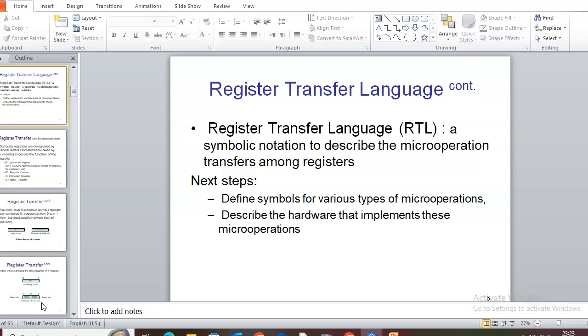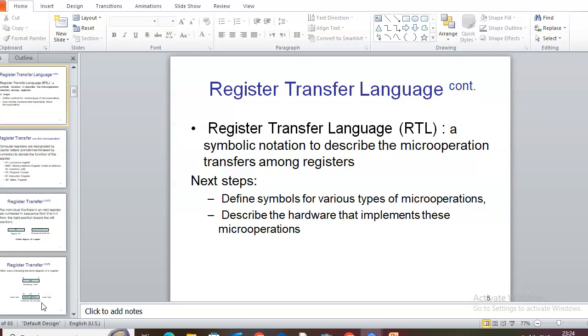So today we will discuss another topic, that is register transfer language. In our regular computer language, we have a familiar word, that is register. So here RTL represents the register transfer language, which is a symbolic notation to describe the micro operations which transfer the information among the registers, from register to register, or registers to variables, or variables to register.